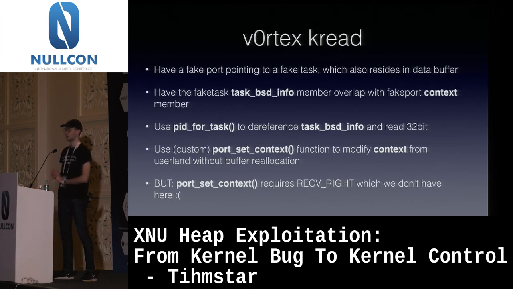From here, let's take a look at how Vortex does it. So having a fake port pointing to a fake task, which resides in the same data buffer, that's the way Vortex does it. Then we use the fake task's task BSD info member to overlap with the fake port's context member, because we can use pid for task to dereference that field and read 32 bits. And we can use an API, port set context, to modify this context. So we can, from user space, call the one function to set a pointer and call the other function to read from it. Pretty convenient.